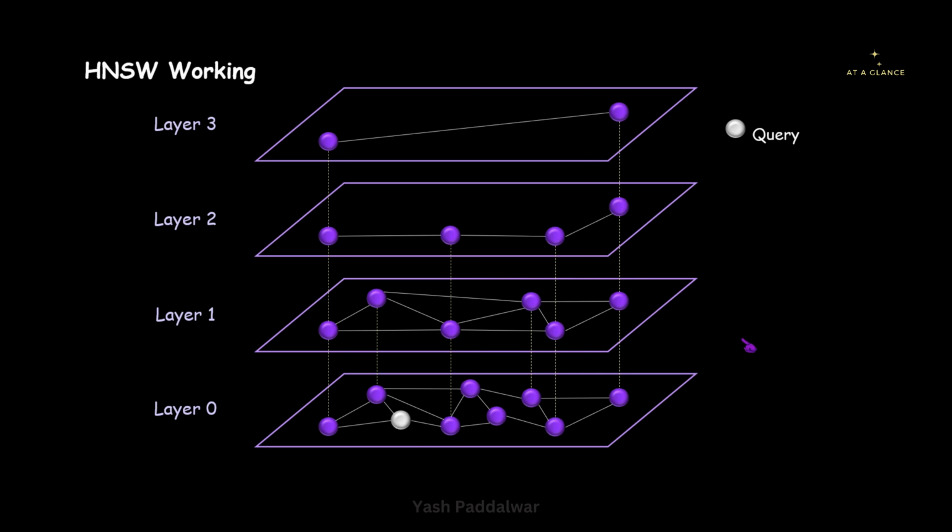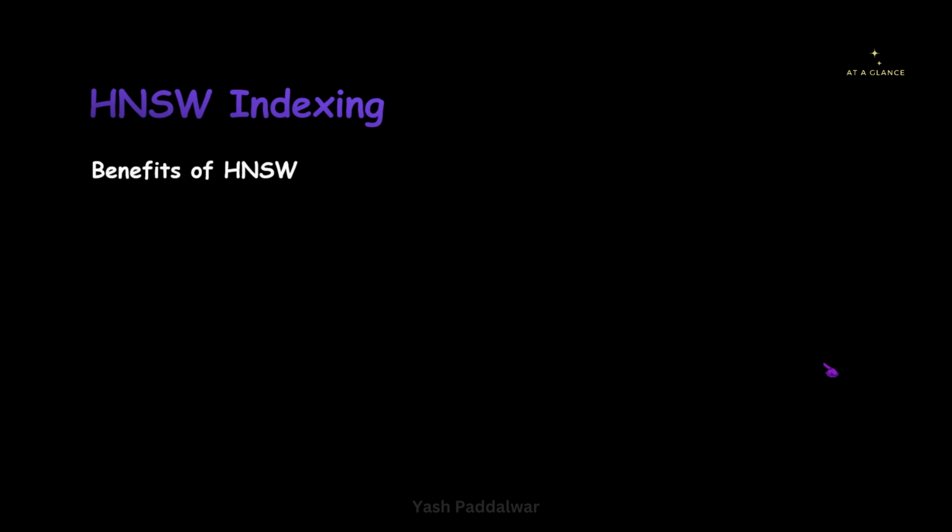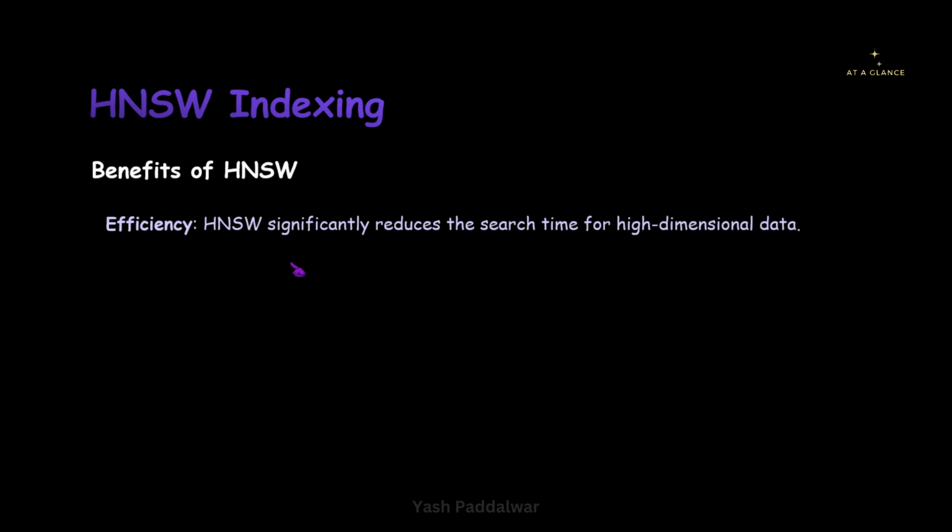Now since we have seen the working example of this algorithm, we'll have a look at the benefits of the HNSW algorithm. The benefits are as follows. The first is efficiency. The HNSW algorithm significantly reduces the search time for high dimensional data. As you can see, it combines the approaches of NSW and skip linked list. That is why it is faster. It reduces the search time for high dimensional data. It is widely used in most vector DBs nowadays.